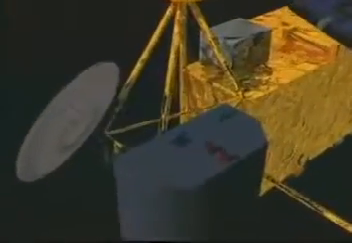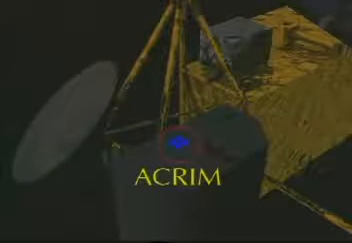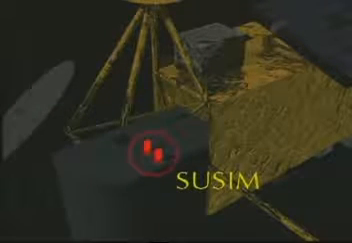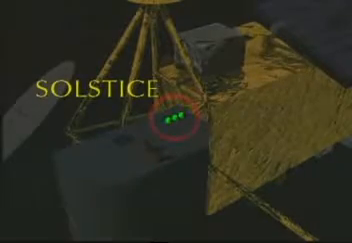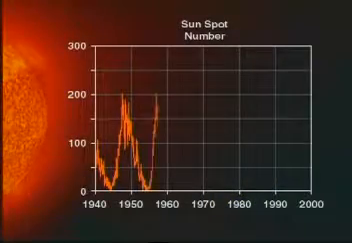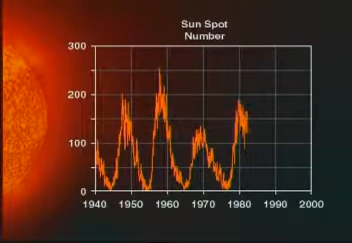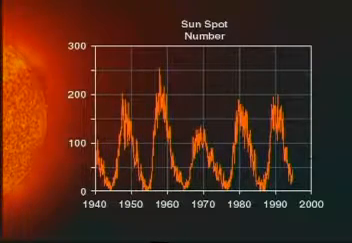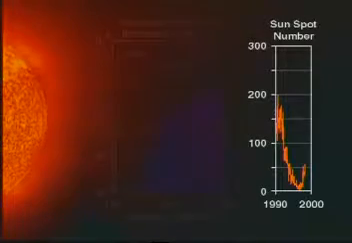The first, the Active Cavity Radiometer Irradiance Monitor, or ACRIM, measures the total energy output from the sun. The other 2 instruments, the Solar Ultraviolet Spectral Irradiance Monitor, SUSIM, and the Solar Stellar Irradiance Comparison Experiment, SOLSTICE, measure the sun's ultraviolet radiation. It is important to know the exact solar ultraviolet intensity because the amount of ultraviolet light changes with the 11-year sunspot cycle, and this causes a change in the amount of ozone.